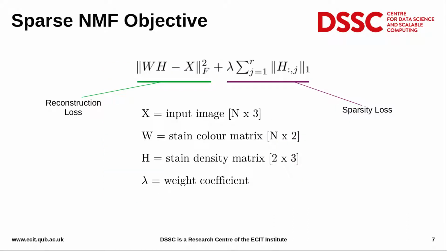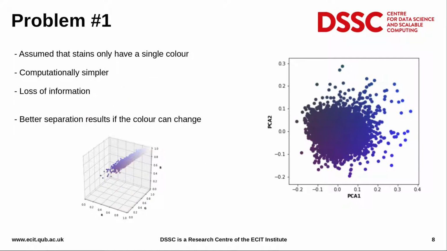However, in this work, we focus on an automatic method which utilizes sparse non-negative matrix factorization to estimate W and H. The objective for sparse non-negative matrix factorization is shown here. The terms highlighted in green represent the reconstruction loss, whilst those highlighted in purple represent a sparsity loss on the concentration values in H.